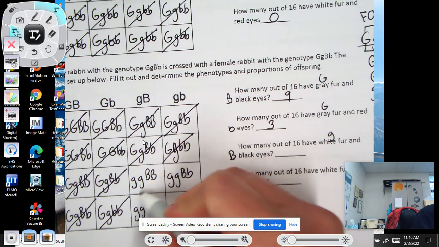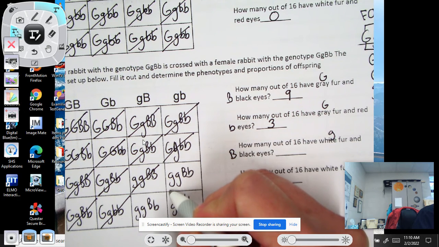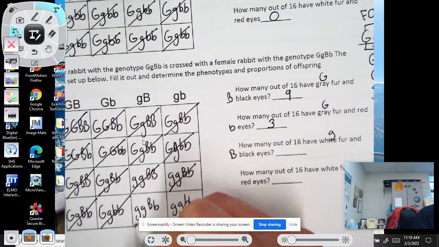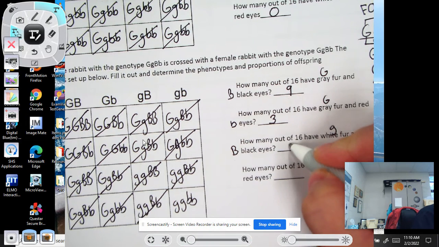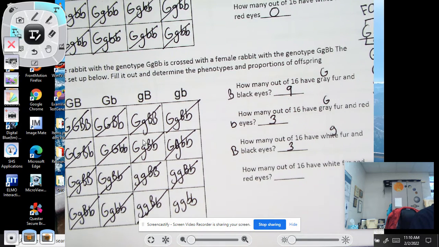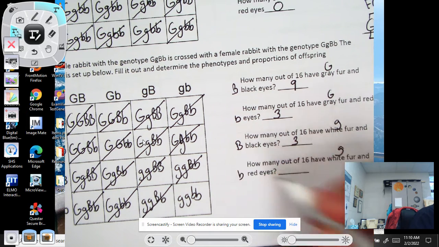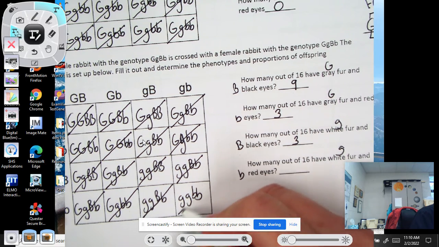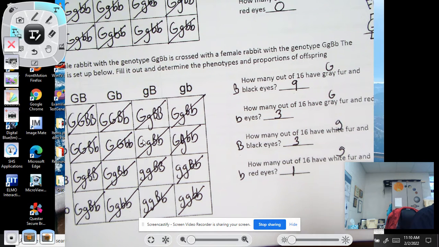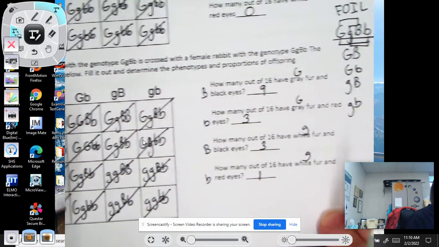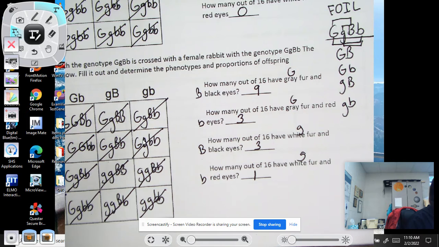Okay. I've got 1, 2, 3. And then how many have white fur, a little g, and red eyes? Red eyes is a little b. And there's just going to be 1. And again, he's always right here because of the pattern that I did. Okay, and that's all I have to do for this one.